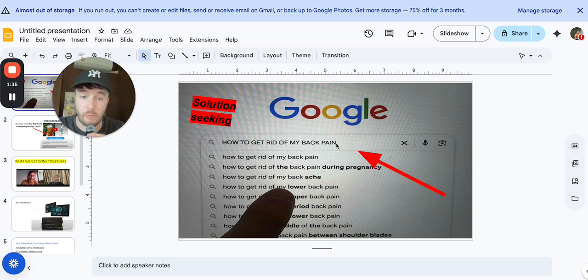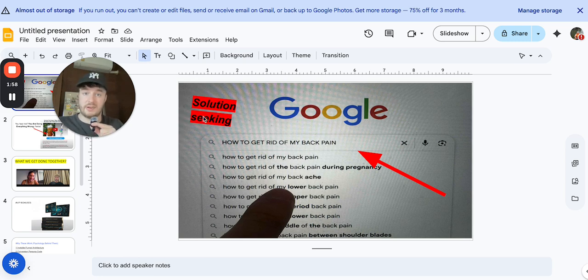Now you can see on Google, people are looking for solutions to their pains and problems. So we have back pain, if you want to lose weight, dating, relationship space. All these problems, people are typing into the keywords, into the Google search console. As you can see, how to get rid of my back pain, how to get rid of my backache.